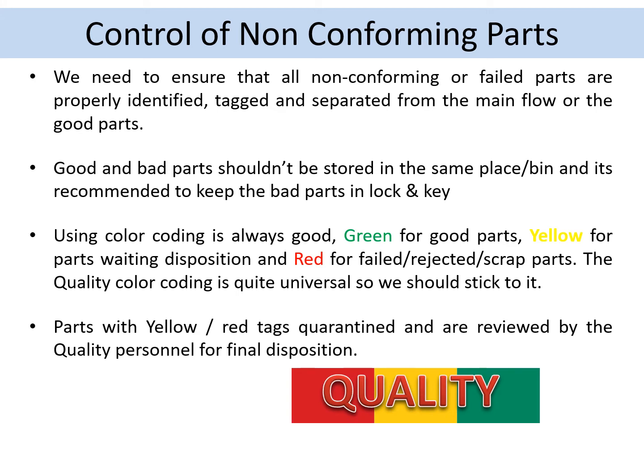The quality color coding is quite universal, and we should try to stick to it. So do not try to change these color codings. This is very critical and very important. It's a universal language for quality people. Parts with yellow or red tags should be quarantined and reviewed by the quality personnel for final disposition. If you are in doubt, put a yellow tag. If it is scrap or rejected, and you already know that this is not a good part, put a red tag and then let the quality personnel review it for final disposition.